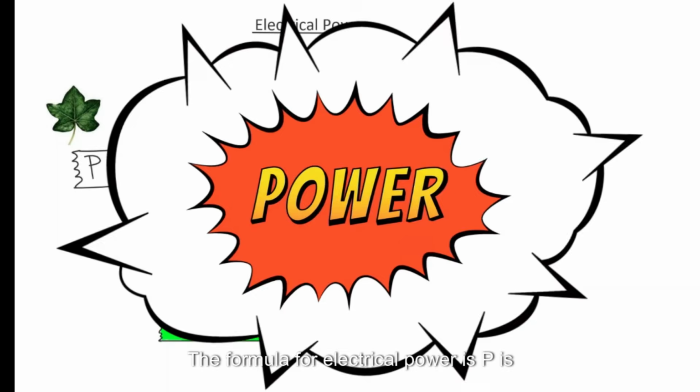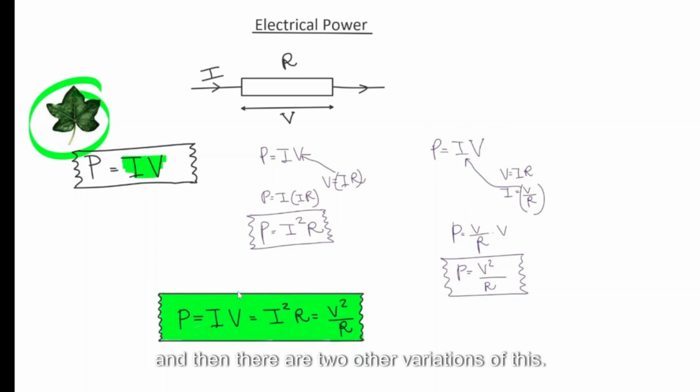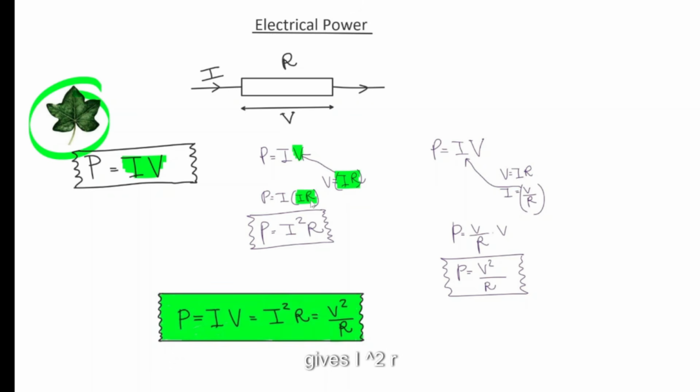Electrical power. The formula for electrical power is P is equal to I times V. Some people use an ivy leaf to memorise the formula. And then there are 2 other variations of this. So we know V is equal to I times R, and for this V, I can substitute IR. So what do I get? I times IR gives I squared R.